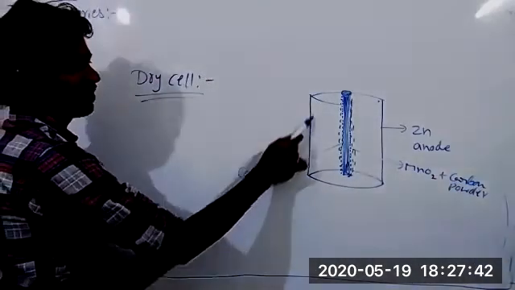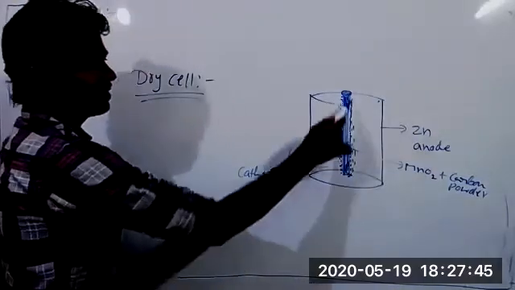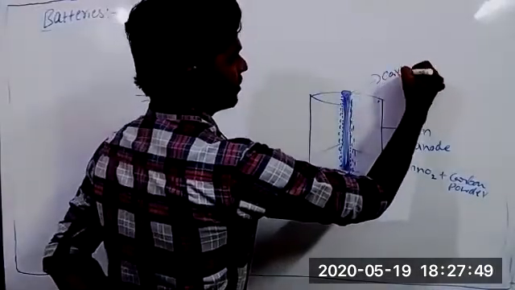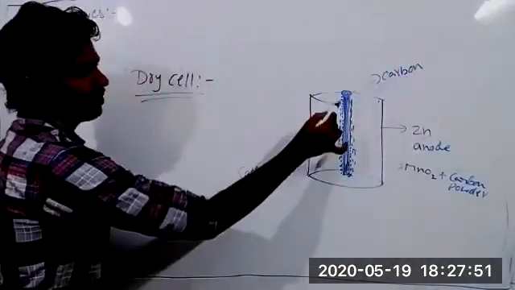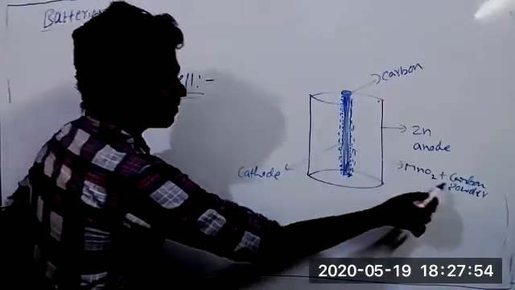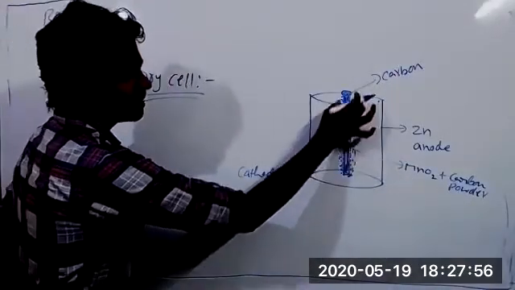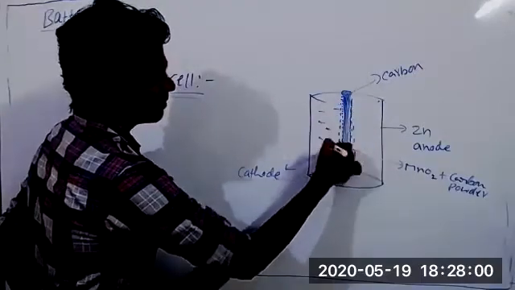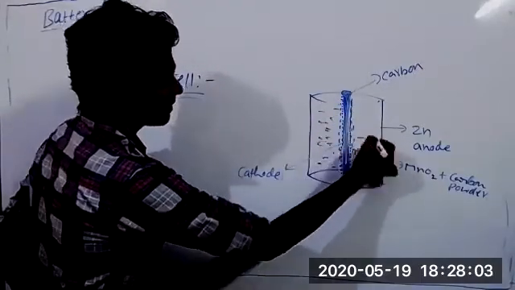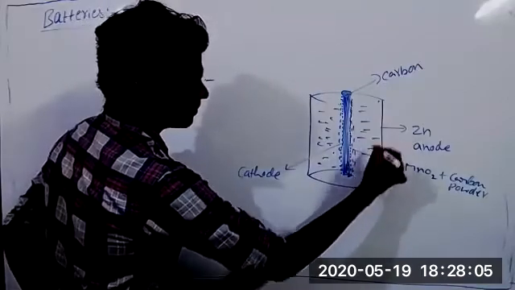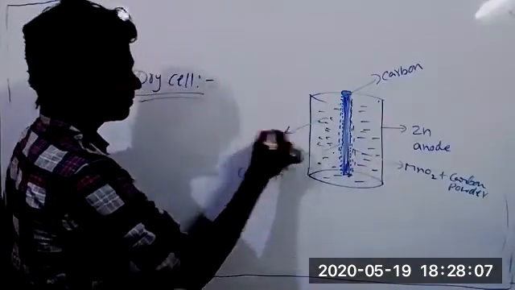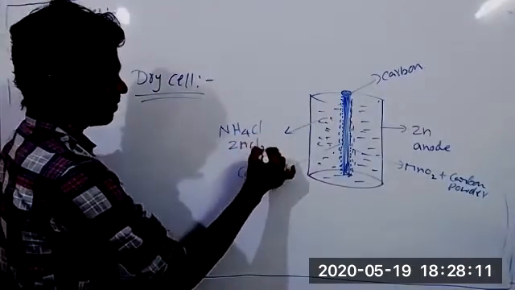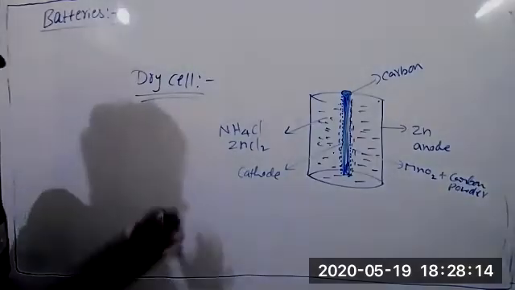So the container is the anode, zinc metal. This is the cathode, carbon rod, and outside it is coated with manganese dioxide and carbon powder. Between this anode and cathode, we place an electrolyte, ammonium chloride and zinc chloride. So this is the description of the dry cell.